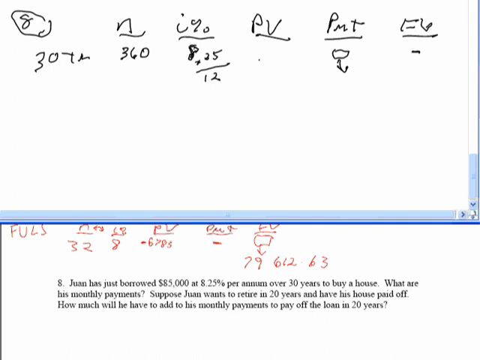The PV is given to us directly in the problem, the present value of the mortgage. We're borrowing $85,000. And then go ahead and compute the mortgage payment. And the mortgage payment should be $638.58. So that's simply the monthly mortgage payment on a 30-year mortgage, 8.25% interest rate, monthly payments, and a principal amount of $85,000. Now, what would be the payment on a 20-year mortgage?